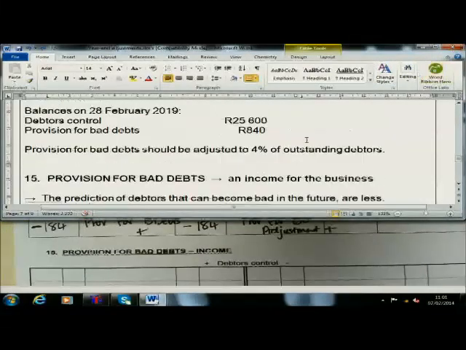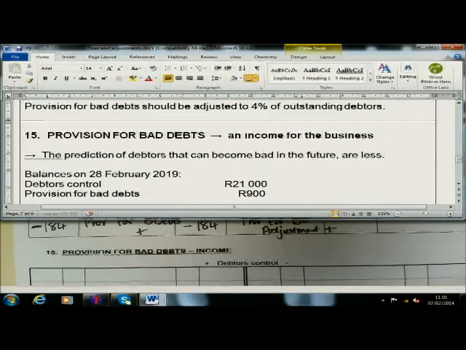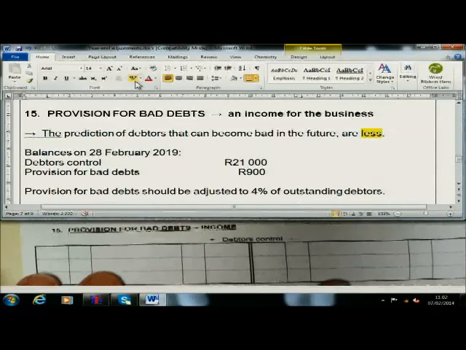Can I quickly go back? The prediction of debtors that can become bad in the future are more because of that expense. And now the prediction of debtors that can become bad in the future are less. They are less. Okay, let's put in our balance there for the debtors control.